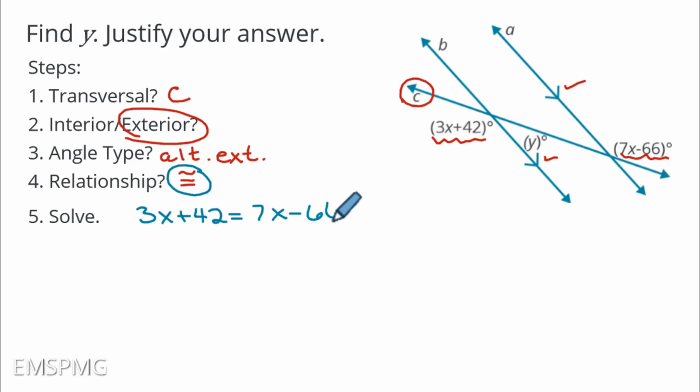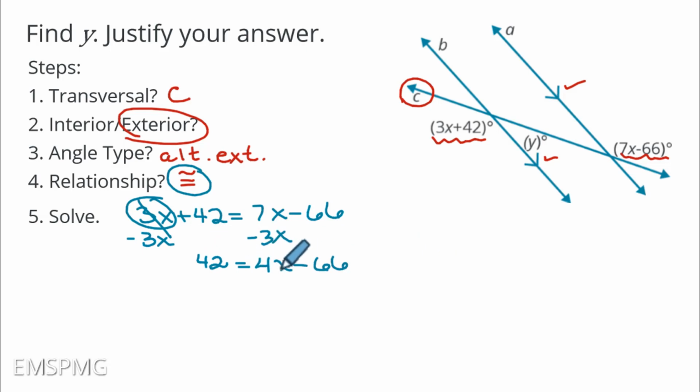To start this process off, I always recommend move the smallest variable first. I see this is the smaller variable than the 7x. Right now it's being added, it's a positive 3x, so I do the opposite to move it to the other side. Those cancel. 7x minus 3x equals 4x, and bring down everything else. Don't forget your minus signs when you have them.